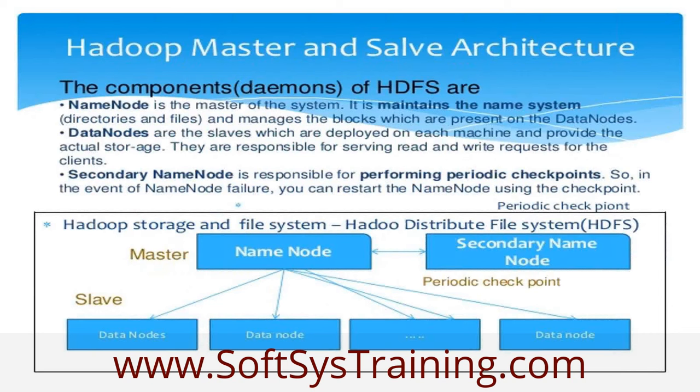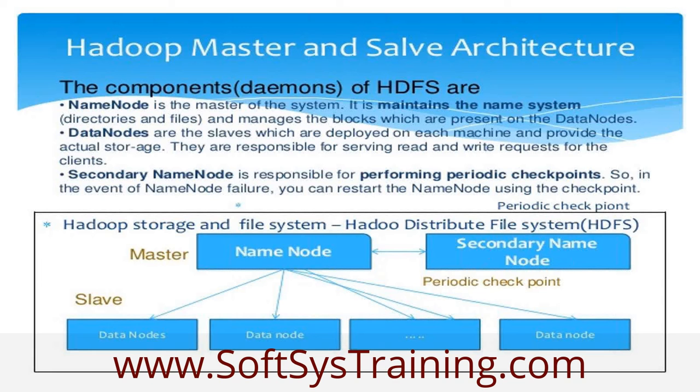and the slave nodes actually do the operations. If you see this diagram here, the name node is the master node, which holds all the metadata information about all the slaves available. All the slaves are data nodes, and the secondary name node is just like a periodic checkpoint which will take a replica of this, but it is not a backup of the name node. If anything happens to the name node, you can use the file here to restore it back. That is the architecture.